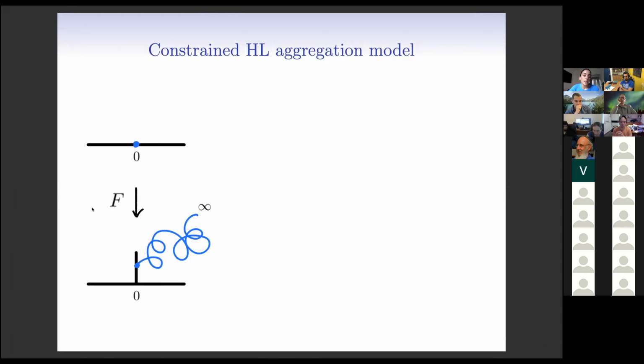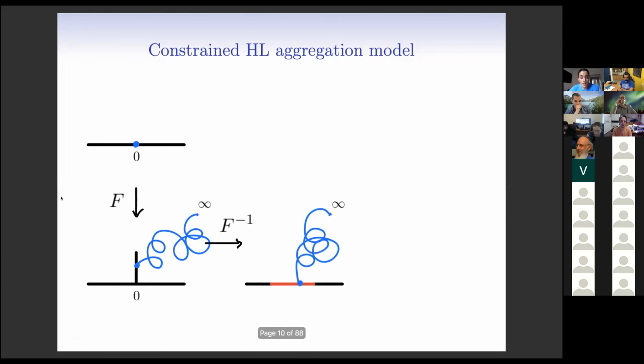And now the idea of Carlson and Makarov comes in. If we want to determine the next attachment location, we might as well forget for a second that we had already grown one particle and map it out by applying F inverse, which takes the slit and maps it to this red interval. And now Brownian motion gets mapped to Brownian motion because it's conformally invariant. F maps infinity to infinity. And so if we want to determine the next attachment location on the slit, we might as well just choose a uniform location on the red segment and attach the next particle there.